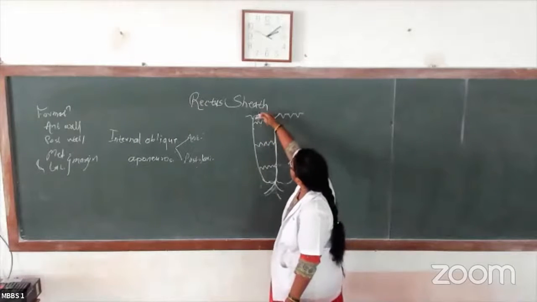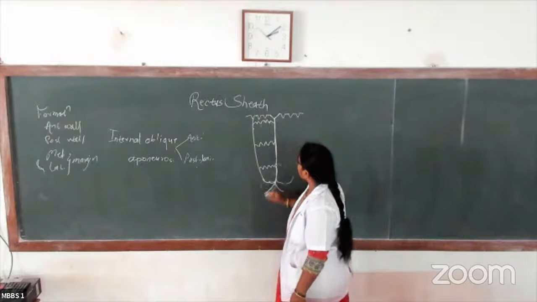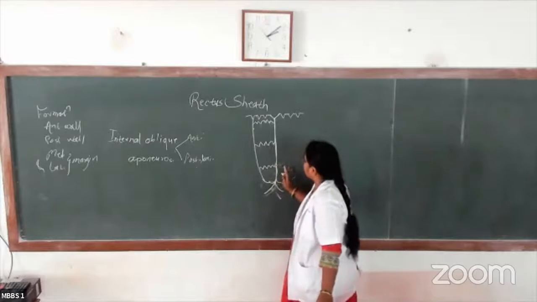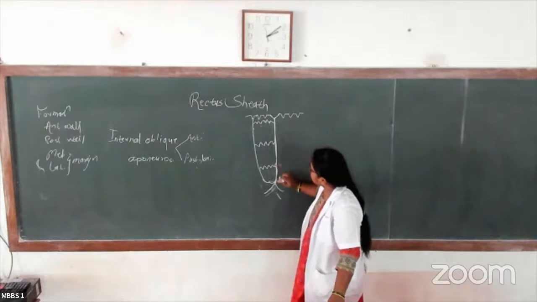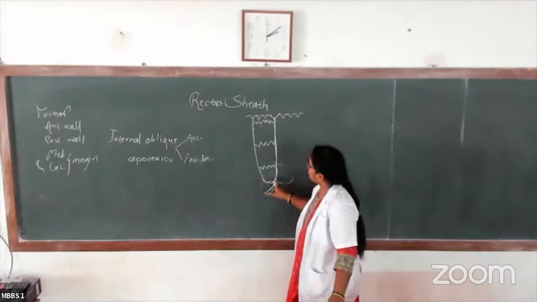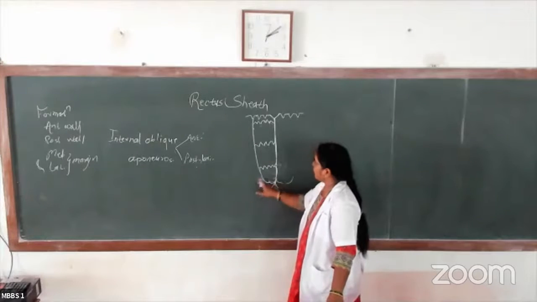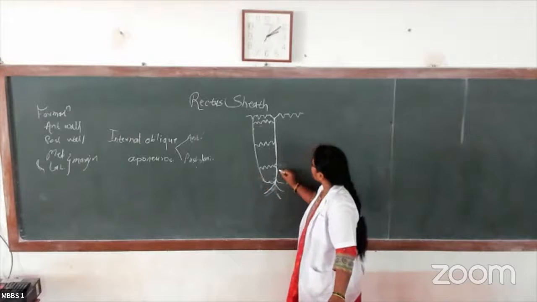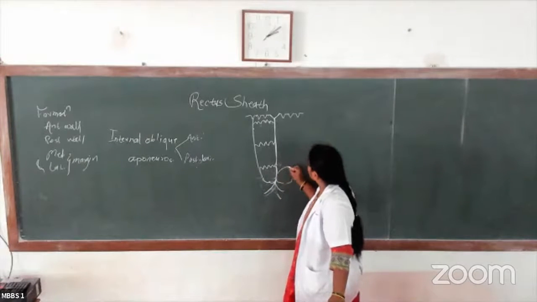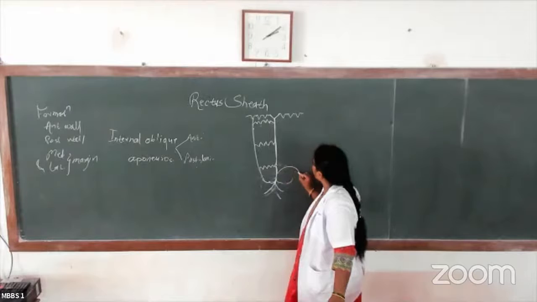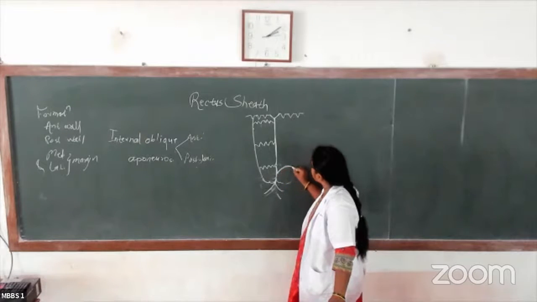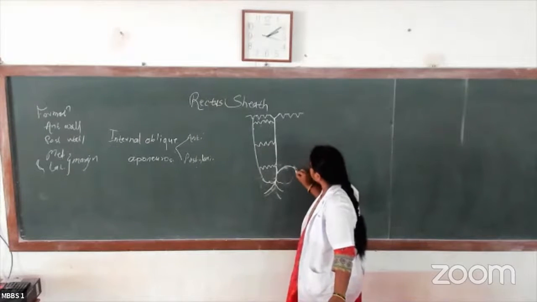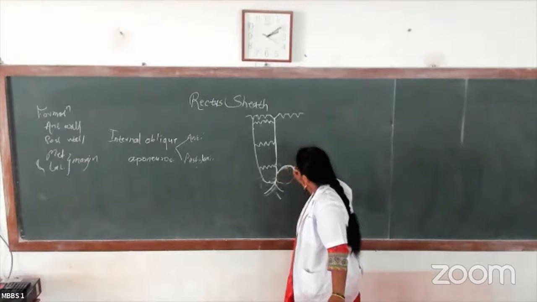The posterior wall is deficient above the costal margin and below the arcuate line. That means midway between the umbilicus and pubic symphysis, the posterior wall is deficient, forming a curved line which is concave downwards, and this curved line is called the arcuate line. It is concave downwards.